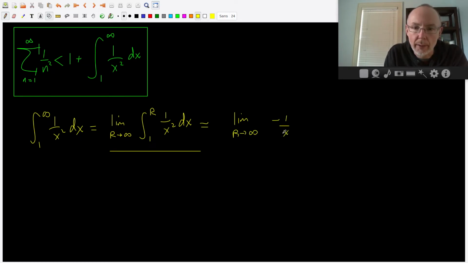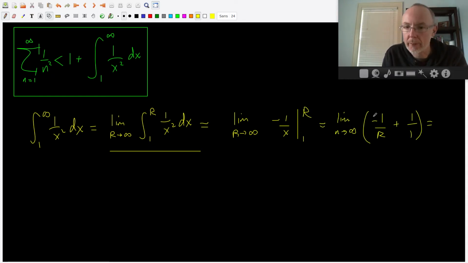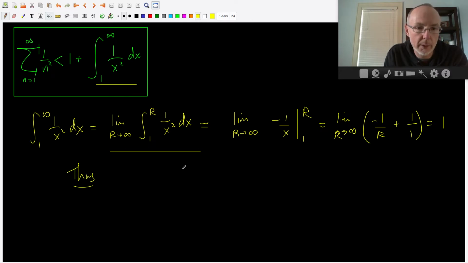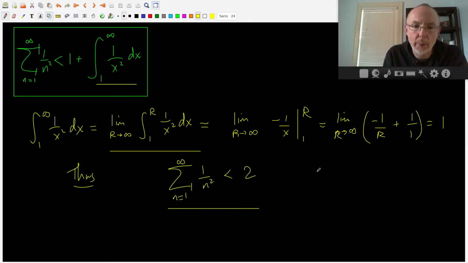And the integral is just going to be 1 over x, and we're evaluating that between 1 and r, and plugging that all in gives us this. As r goes to infinity, then 1 over r must go to 0, and so this whole thing goes to 1. And so what we found is that this is actually equal to 1. So we found that the series we're interested in adds up to some value that's less than 2.